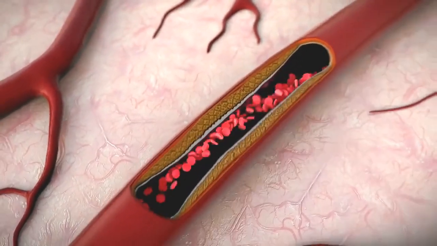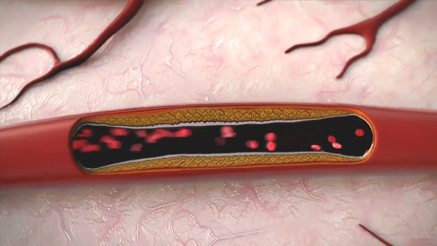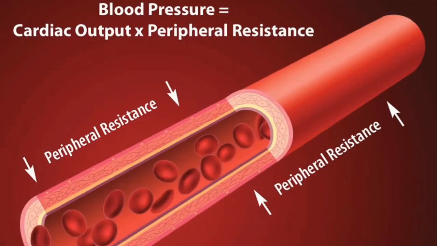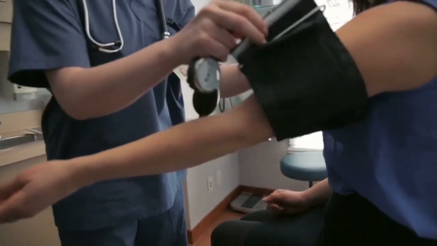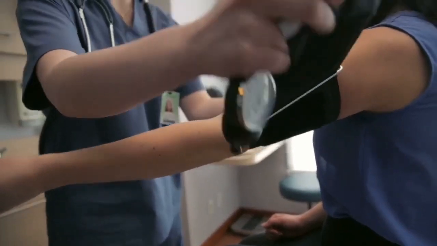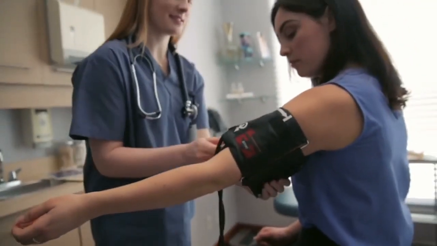Blood pressure is the measure of force exerted by circulating blood against arterial walls. It is calculated by multiplying cardiac output and total peripheral resistance. It can change in response to activity, nutrition, body size, obesity, health status, and the presence of blood vessel disease.